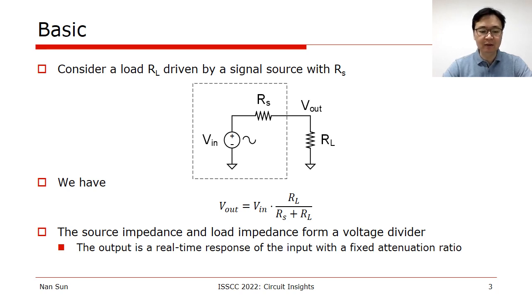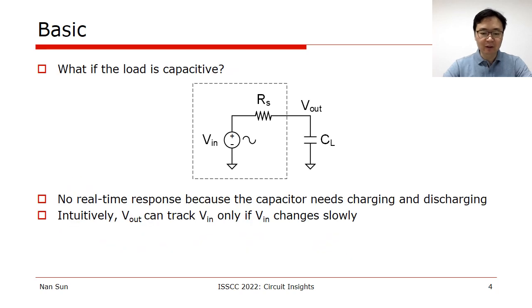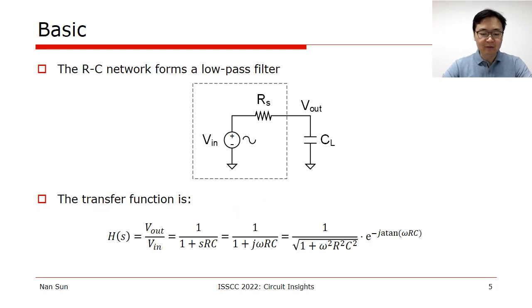The response is instantaneous. Now let's take a look at a situation when the load is a capacitor, which is also very common in circuit design. We know that the charge on the capacitor is the integration of current. This means the capacitor needs some time for charging and discharging. So we cannot get a real-time response like we do in the last slide with the resistor. Intuitively, we can say that the output can track the input if the input changes very slowly, because the capacitor has enough time to be charged and discharged to follow the input variations. This is exactly the concept of frequency behavior, which is our theme today.